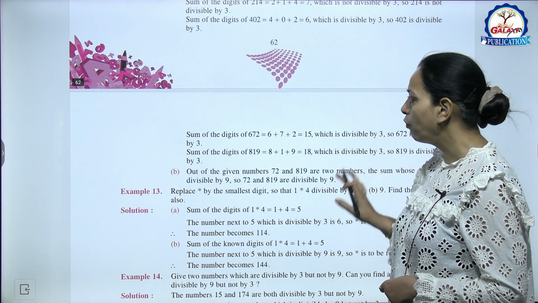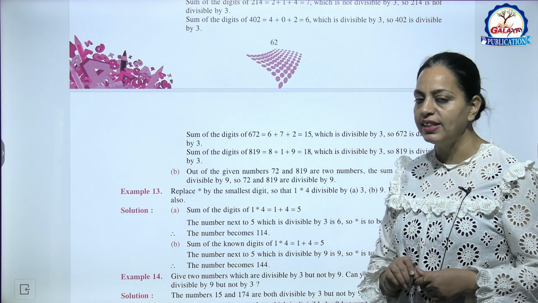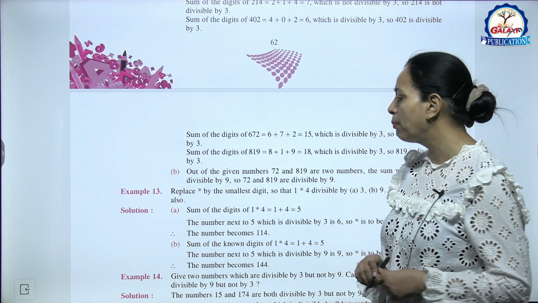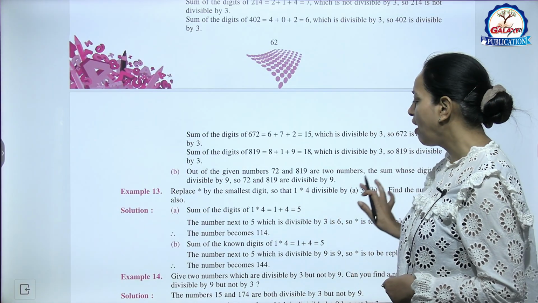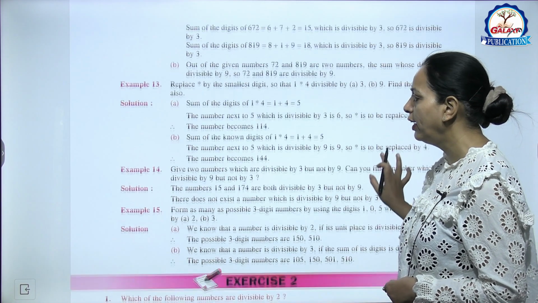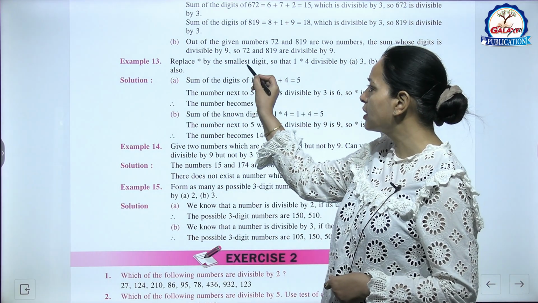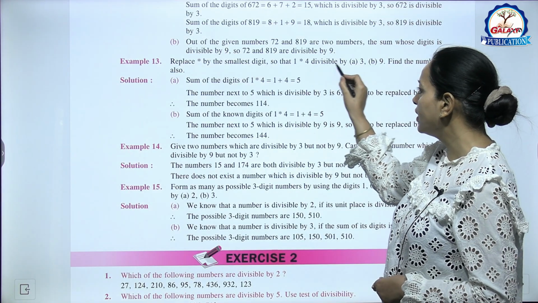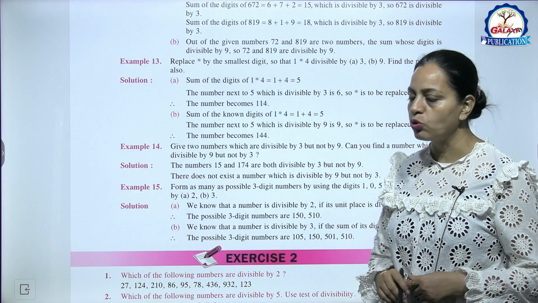Similarly, we can check for 9. So out of the given numbers 72 and 819 are 2 numbers, the sum whose digit is divisible by 9. So 72 and 819 are divisible by 9. Now example 13, replace asterisk by the smallest digit so that 1 asterisk 4 is divisible by 3 and 9. Find the numbers also.